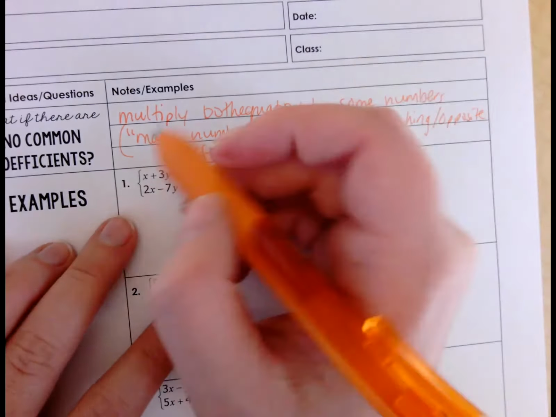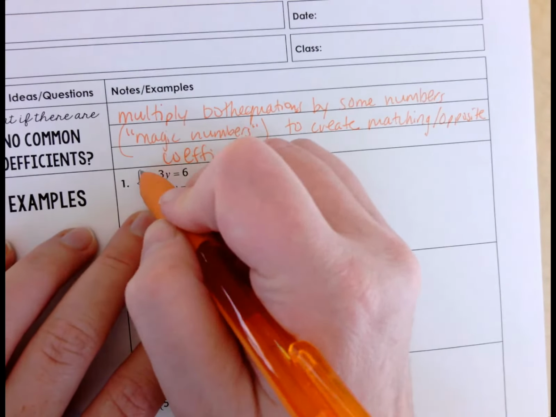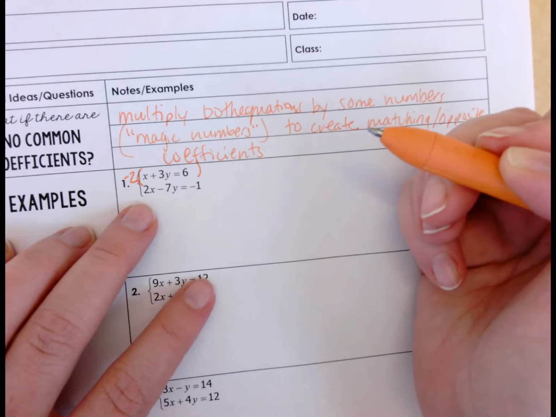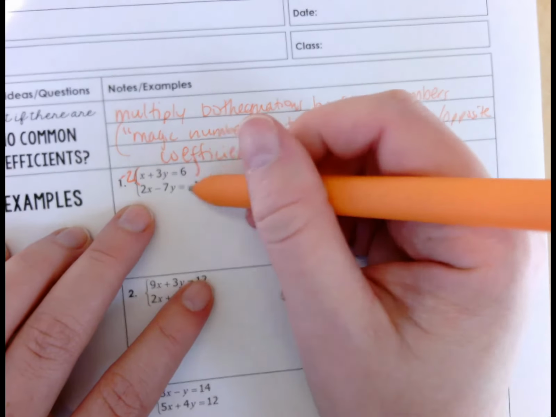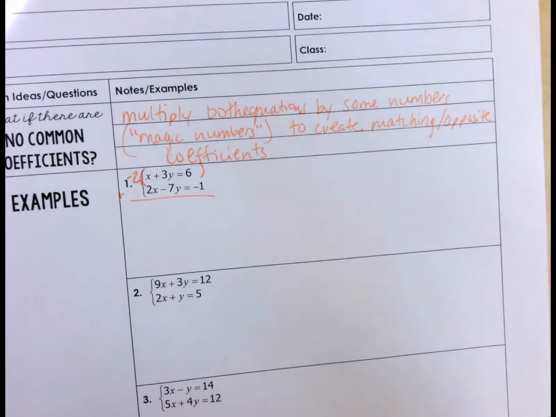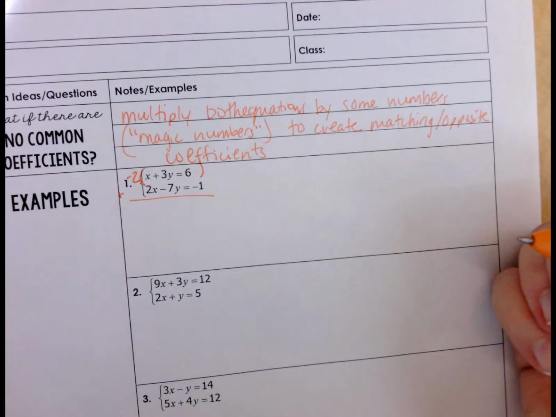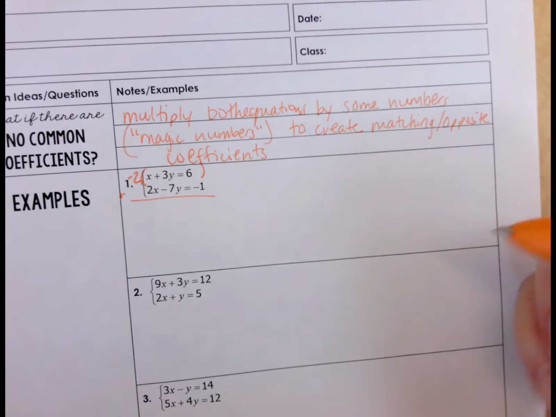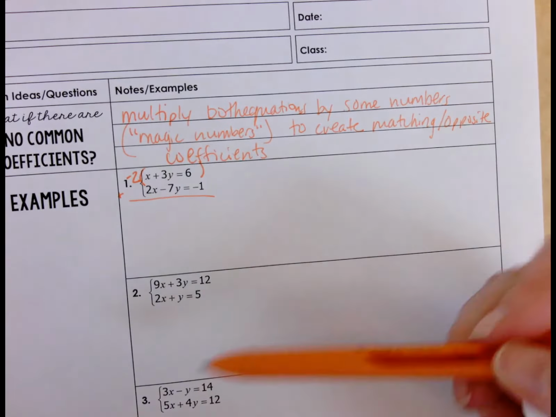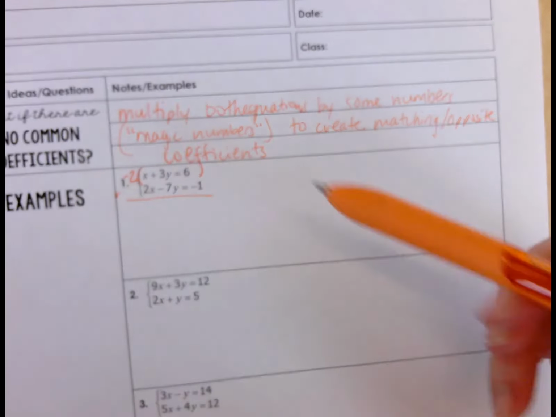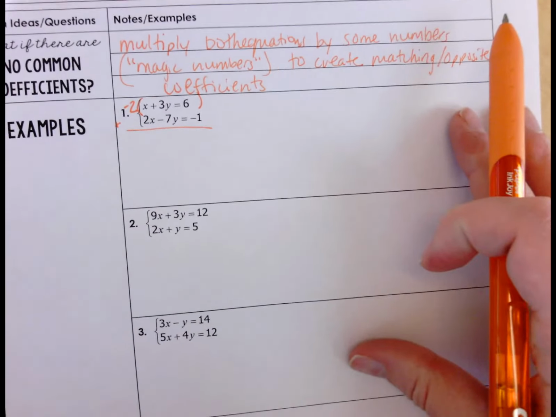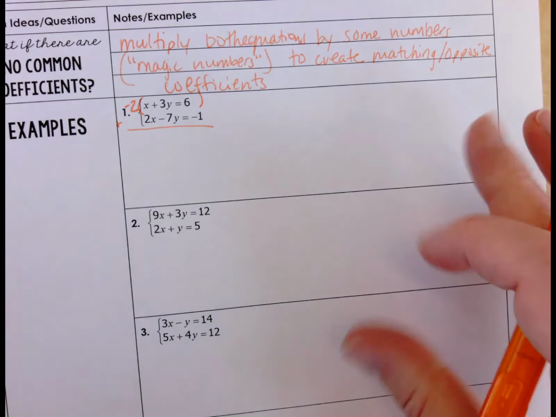Okay, so for example, on number 1, you could actually multiply the first one by -2 and let that be your magic number, and that will allow you to add those together and get just one variable. Okay, and so on some of these you'll be using one magic number, on the others you'll be using 2. So if there's no common coefficient, we would just use 2 magic numbers.